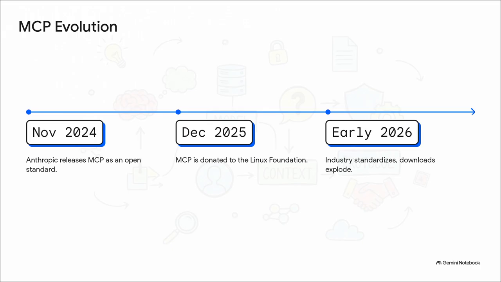Anthropic originally released MCP in November 2024, but the real game changer happened in December 2025, when they donated it to the vendor-neutral Linux Foundation. By early 2026, the entire industry looked around and agreed to standardize on this one community-governed plug shape. And that is exactly when those download numbers skyrocketed.